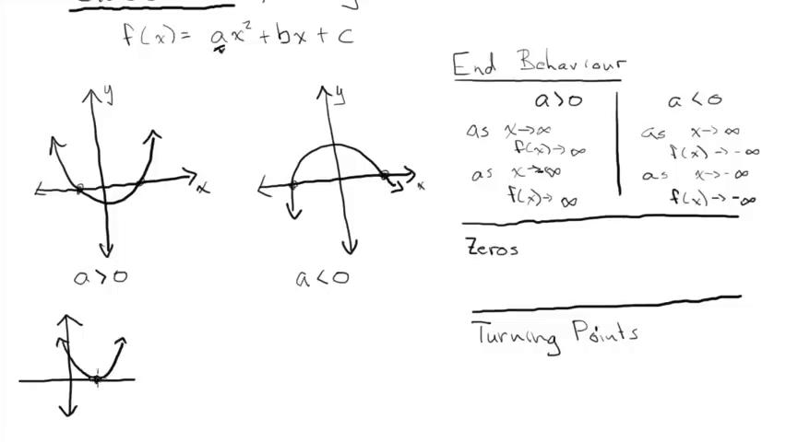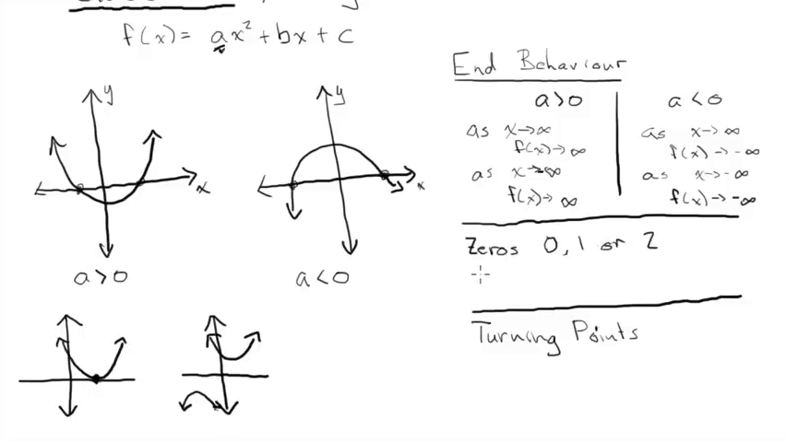So you have 1 zero, or you could have it so that it was opening up and above the x-axis, so something like this, so it never crosses the x-axis, or it could be opening down and be below the x-axis, so never crosses that way. So you could have 2 zeros, you could have 1 zero, or you could have no zeros. So 0, 1, or 2.